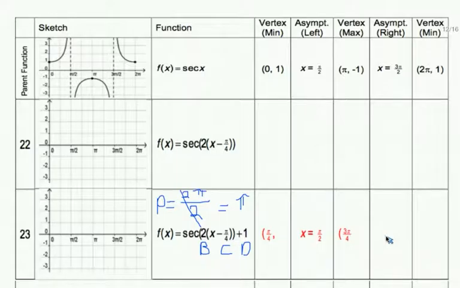All right, now for the right asymptote, this is going to be fun. We're dividing this by 2, so we get 3 pi over 4, but then we're adding pi over 4, so this time our asymptote becomes just pi. And then our last vertex, 2 pi divided by 2 just gives me pi. When I add pi over 4 to it, we end up with, oh shoot, let me see how I can move this.